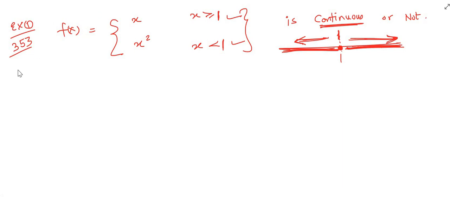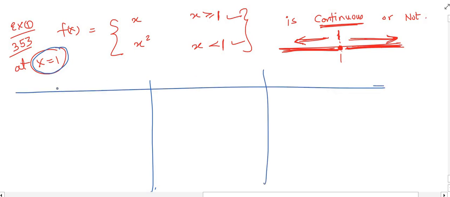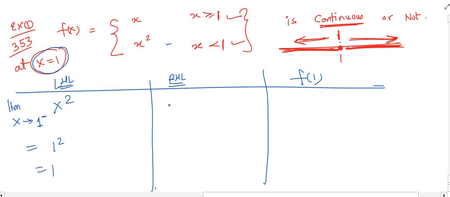I am taking first x equal to 1. So I am checking at x equal to 1. So let me take 3 possibilities. Okay, let's take LHL, let's take RHL and then take the function value itself. So LHL is limit x tending to 1 minus, little bit less than 1. So which function should we take? Little bit less than 1 is this x square. So this one I will take. Put the value 1, 1 square is 1.